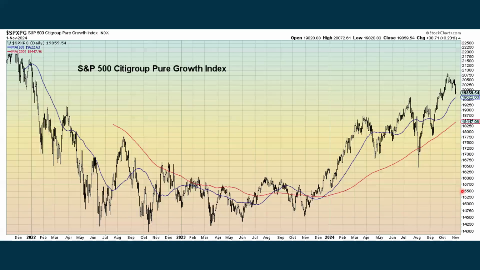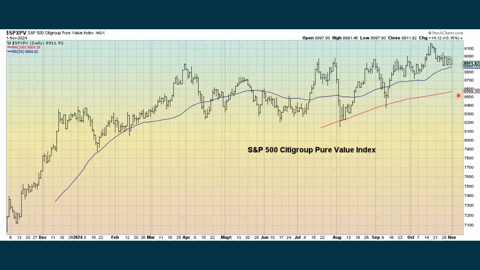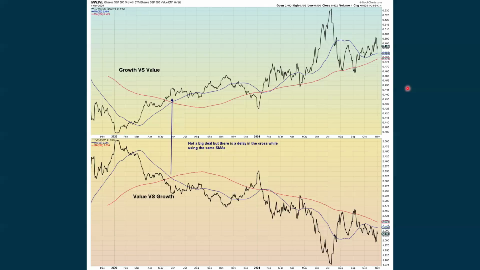We also look at growth versus value. Here's just a look at growth all by itself, which is in an uptrend, but saw some weakness as we saw the S&P have a little bit of trouble in Thursday's session, and then tried to bounce up a little bit on Friday. Here's a look at the value index, also going sideways, but still in an uptrend.